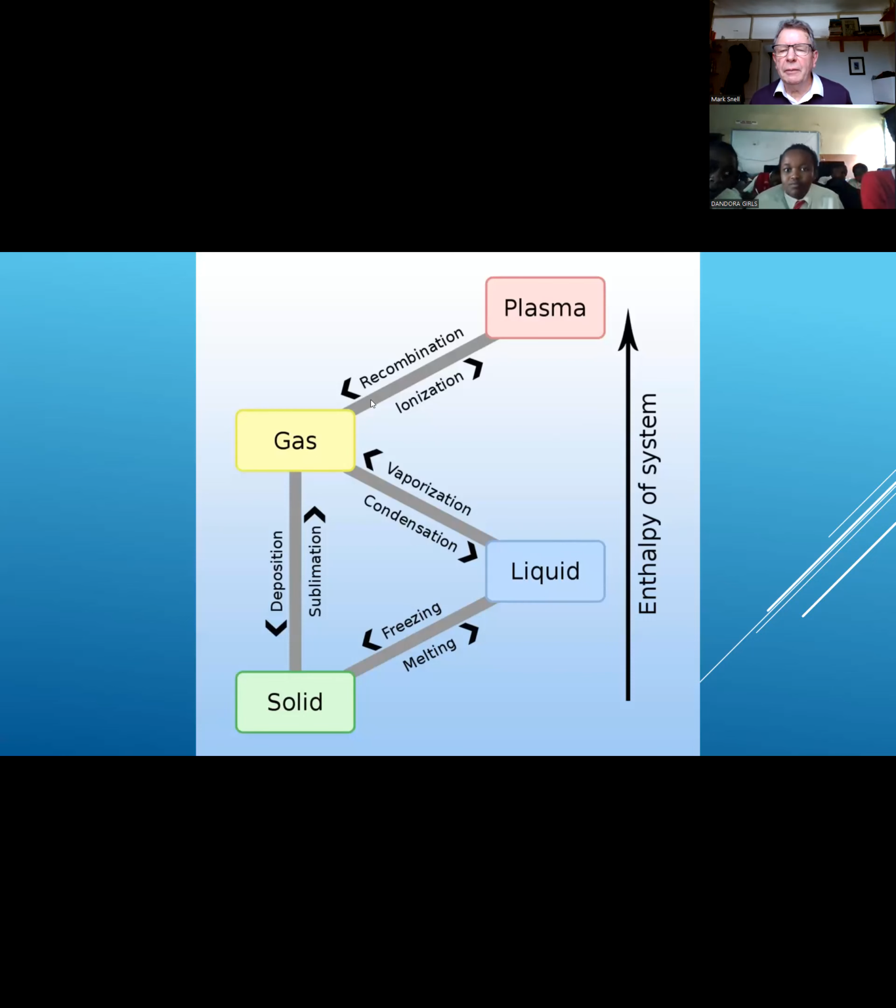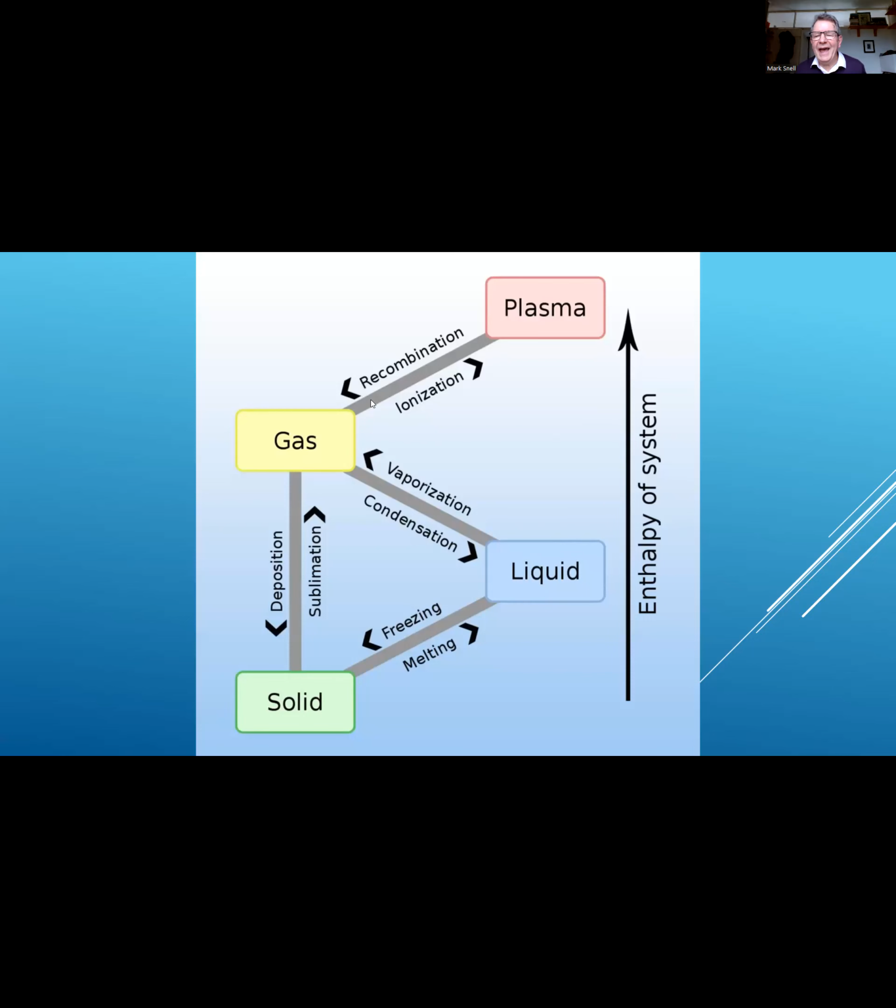So we are talking about energy up the side. Enthalpy, or energy, up the side. The least energetic is solid, and then it is liquid, and then it is gas. And something you really don't need to know about, but I have put it here for those people who are interested, is plasma. Now, you should know these changes.